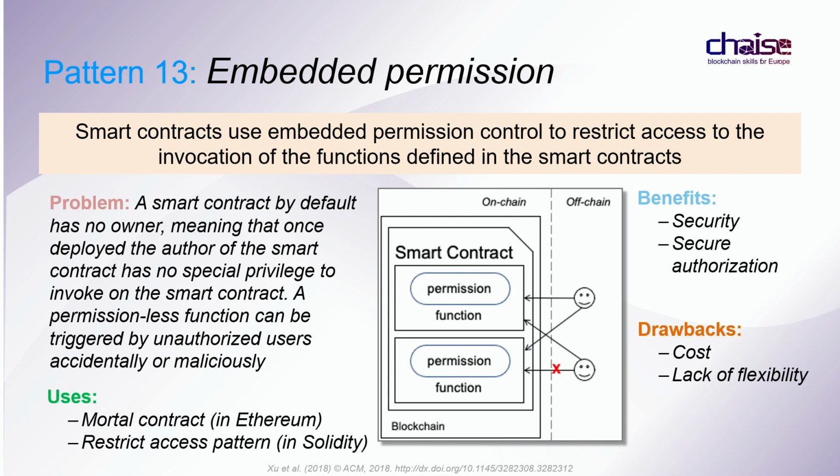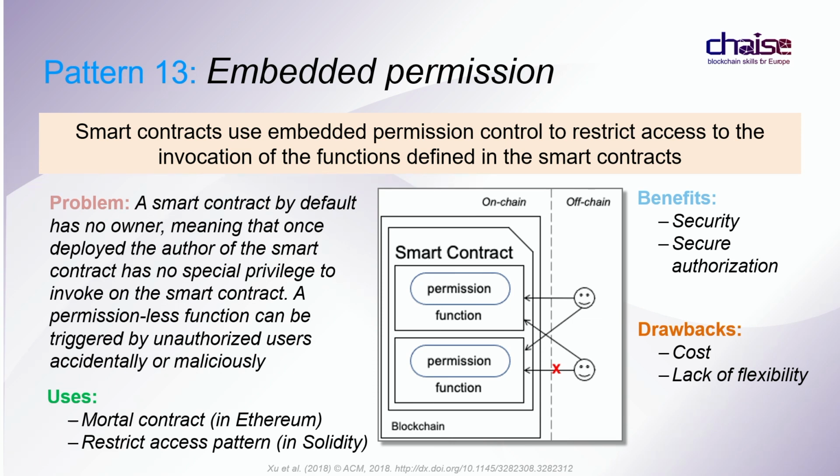Solution: add permission control to every smart contract function to check permissions for every caller that triggers the functions defined in the smart contract. Permissions are determined based on the blockchain addresses of the caller. Benefit: security. Only the participants and smart contracts that are authorized can call the corresponding function successfully. Secure authorization. Authorization is implemented in smart contracts running on blockchain, which leverage the properties provided by blockchain.